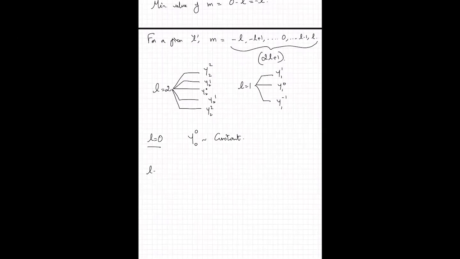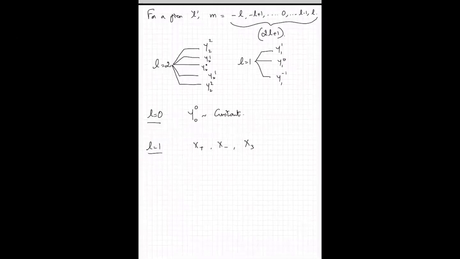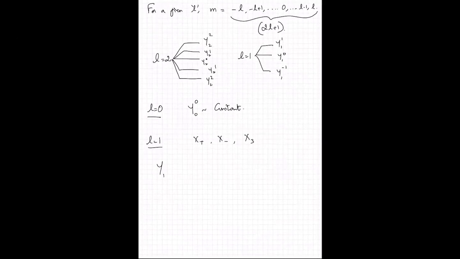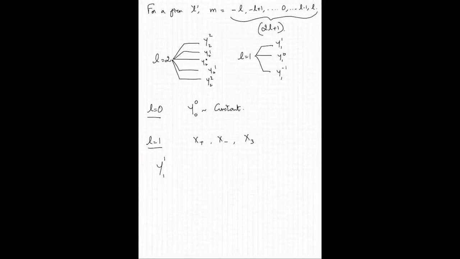Okay, so this is trivial. L equal to 1 can have 3 terms, x plus, x minus, and x3. There are 3 terms that are possible. So let us look at the 3 cases separately. Let us look at y, L equal to 1 and m equal to 1. I have 3 terms to pick from, and I have to ask which one of these has m value equal to 1. For m value equal to 1, I need only one factor of e to the I phi. So only x plus fits the bill, because x minus has an eigenvalue of L3 equal to minus 1. Here I'm looking at m value equal to plus 1.